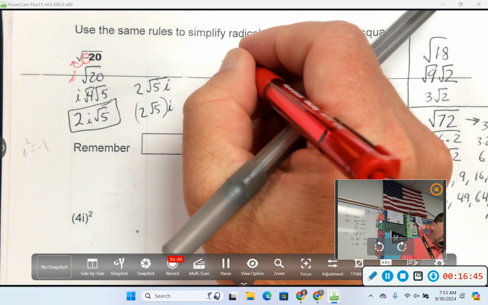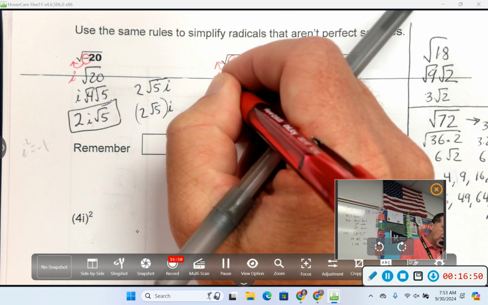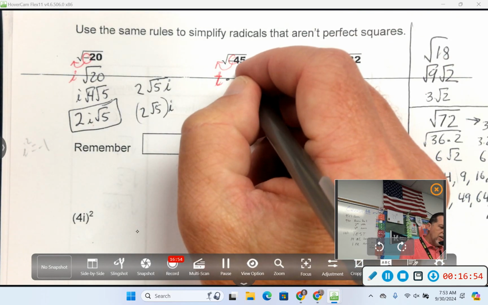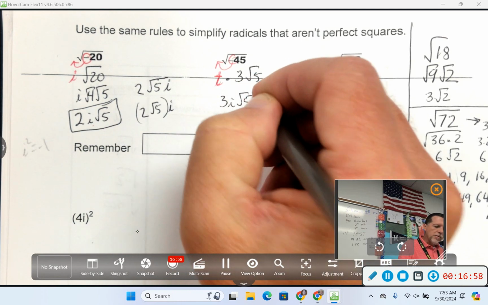All right, square root of negative 45. Same thing. Get rid of the negative as an i. And then what's the square root of 45? 5 and 9, so 3 root 5, 3i root 5.